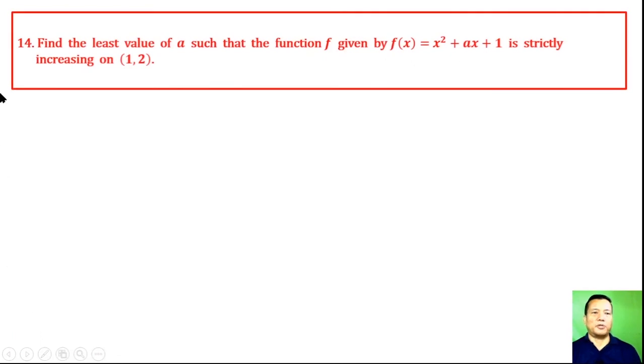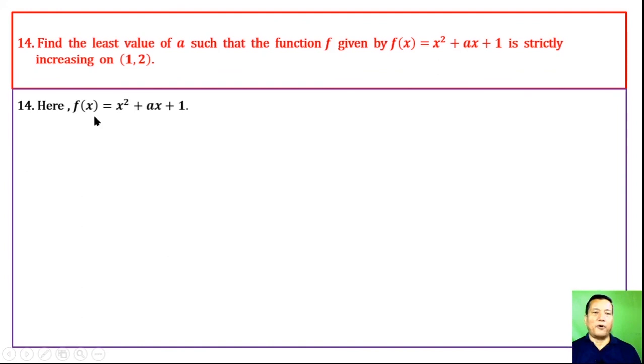For question number 14, find the least value of a such that the function f given by f of x equal to x squared plus ax plus 1 is strictly increasing on the open interval 1, 2. Here f of x is x squared plus ax plus 1, whose derivative is 2x plus a. But x is lying between 1 and 2.